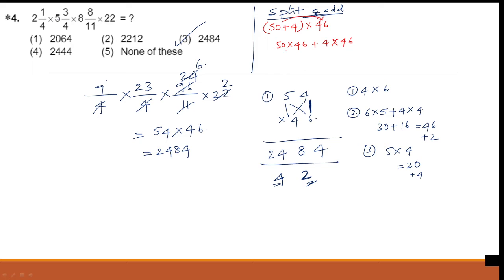What is 50 into 46? 5 6s are 30, 5 4s are 20 plus 3, 23, and one more 0 we need to add. And here again we can split this. That is 4 into 40 plus 6. So now the answer is 2300 plus 4 40s are 160 plus 4 6s are 24. How much will you get? 2484 is the answer. See, this is just for explanation.